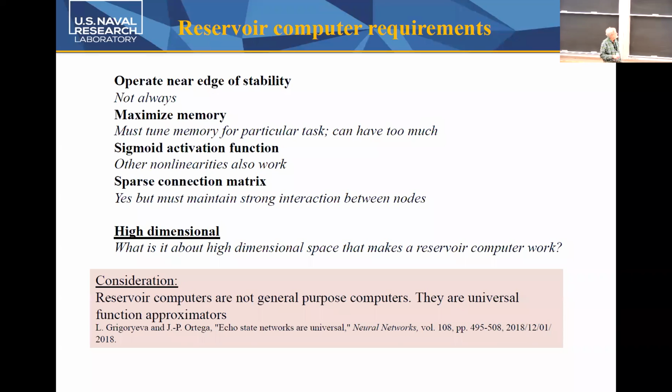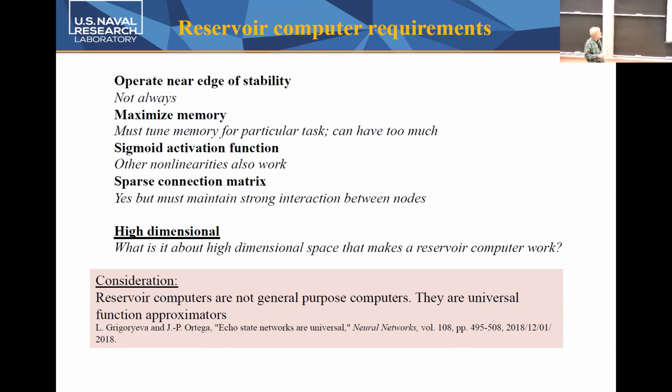There is such a thing as too much memory, and Lou sort of showed that in one of his examples where you see too much of the input signal. Sigmoid activation functions are still kind of the standard in the literature, but that is not really necessary. Other nonlinearities will also work. There is an assumption that a sparse connection matrix is better. No one ever really explores why this should be true. I have looked, but that's another topic.